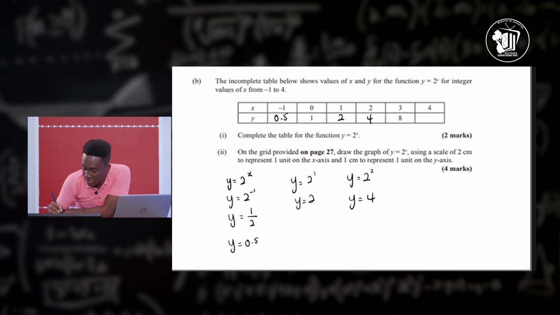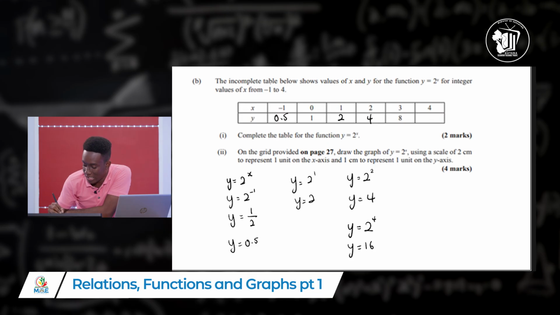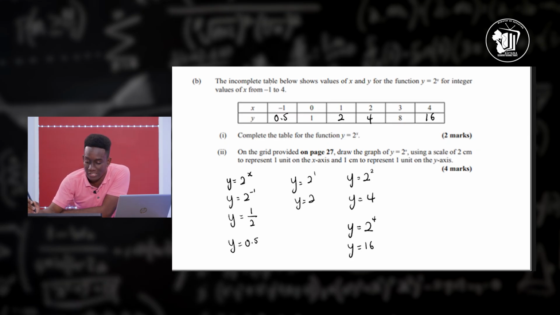And last but not least, we have y is equal to 2 raised to the x power. In this case, x is 4. So this will be 2 raised to the 4th power. Hence, y will be equal to 2 times 2 is 4, 4 times 2 is 8, 8 times 2 is 16. So y is equal to 16. And there we have our 2 marks by just substituting values for x.